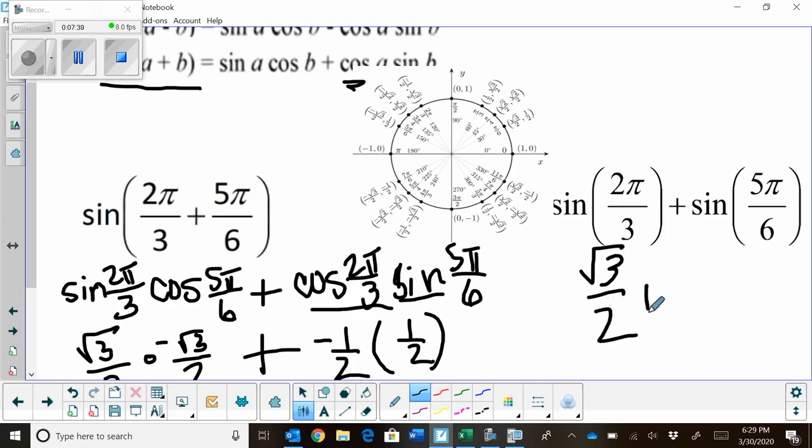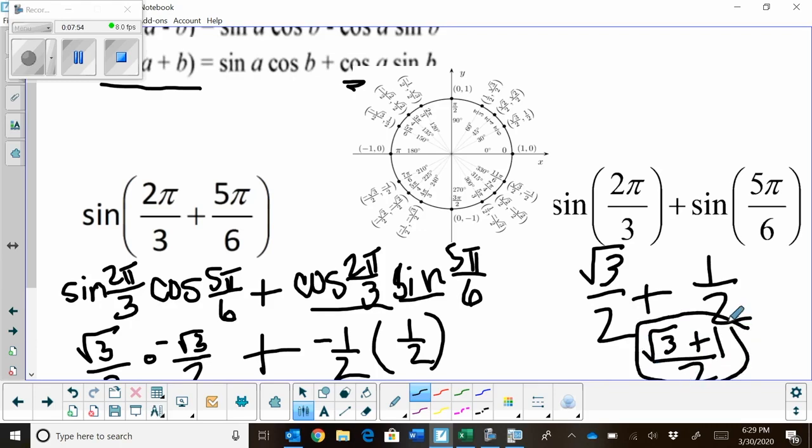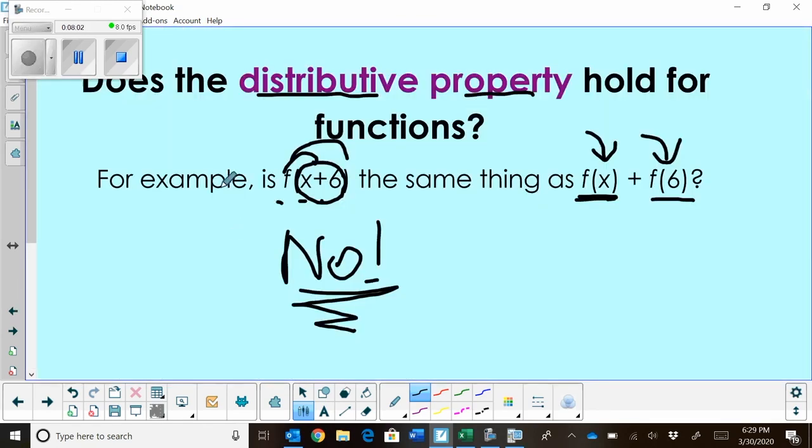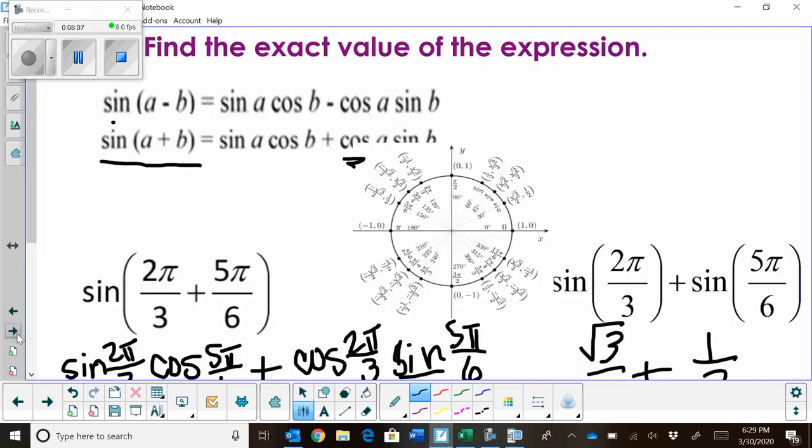We're going to add to it the sine of 5 pi 6. Well, the sine of 5 pi 6 is 1/2. So if we add those together, we just get root 3 plus a positive 1, all over 2. And that value is not 1. So guess what? These are not equal. Therefore, you cannot distribute. It supports the fact that this is a no. They are not the same thing.